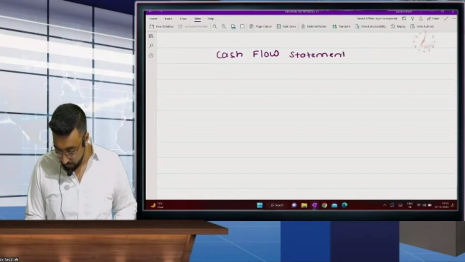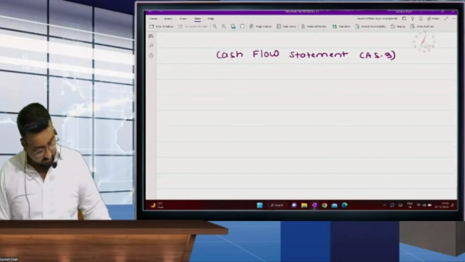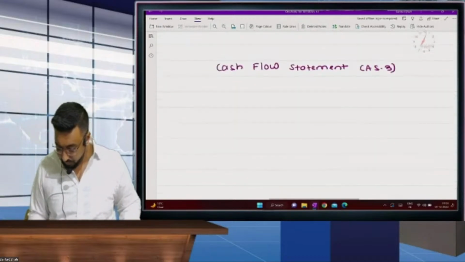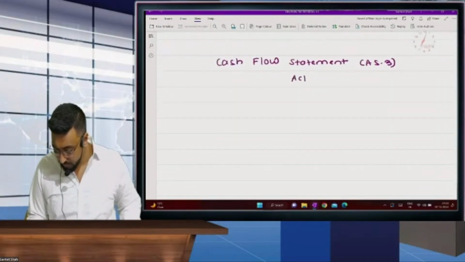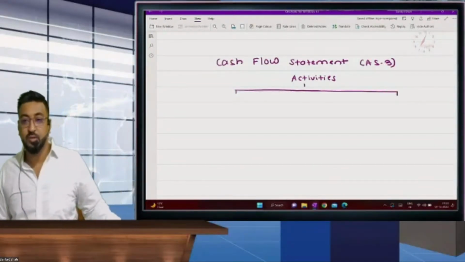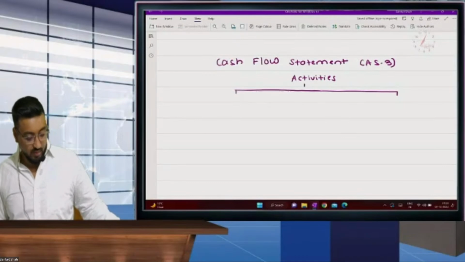Write down. This is accounting standard 3. Activities. Write down activities, the activities of cash flow statement. You can watch my previous sessions for better concept clarity.